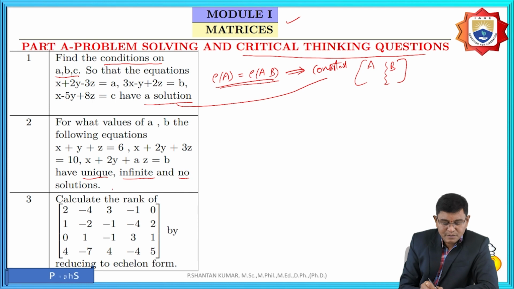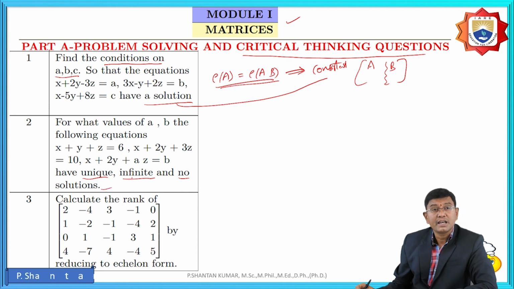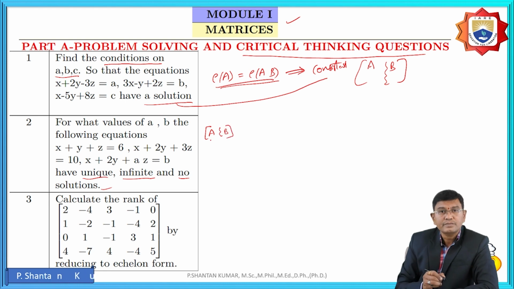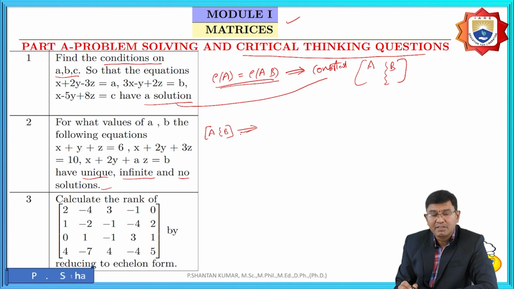And next one: for what values of A, B, the following equations have a unique, infinite, and also no solutions. Here also the problem is asking for the values of A, B, C, under the condition of unique solution, infinite solutions, and no solution. First of all, we consider the equations as an augmented matrix and reduce it to echelon form.